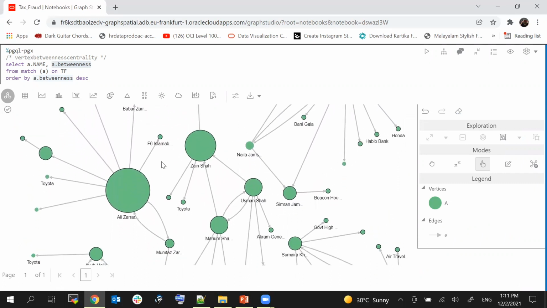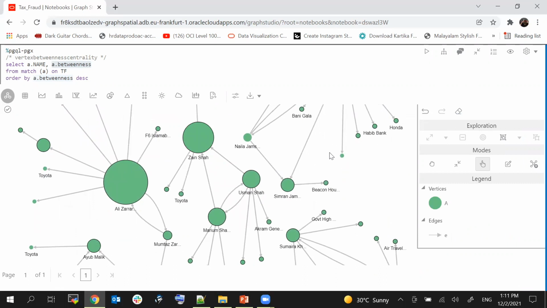Let's study this graph in detail. We have many nodes available, and we can also see that some of these nodes are highlighted in big circles. This is basically to show how we can leverage the built-in algorithms to find the insights. Say, for example, we see that Ali Zarar has been highlighted in a big circle.